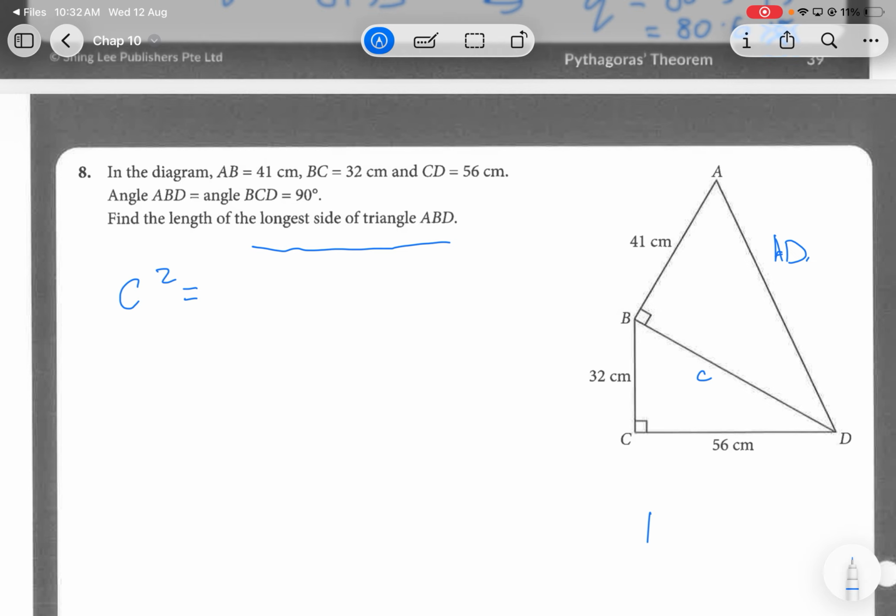Rhombus. They want you to know that for a rhombus, the diagonals are at 90 degrees. Okay, got 90 degrees. Then they want you to find AM.